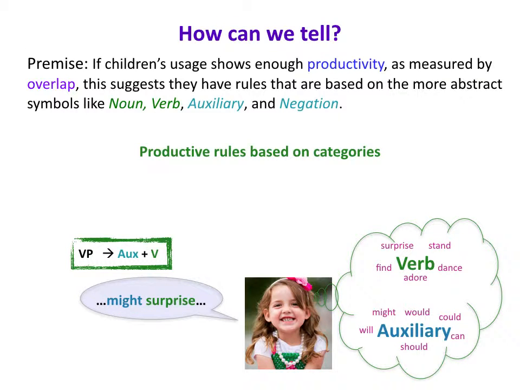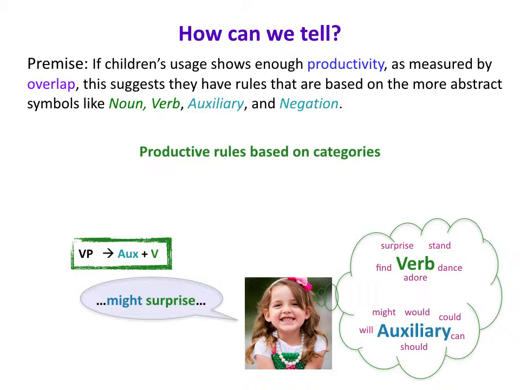So the idea is if children's usage of word combinations shows enough productivity, as measured by the kind of overlap we see in that word usage, this would suggest that they have rules that are based on more abstract symbols, like categories, like noun and verb and auxiliary and negation, as opposed to not. So I just want to walk through a little more specifically what that might look like.